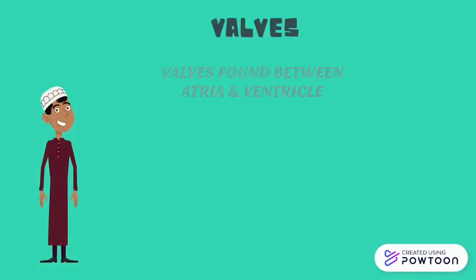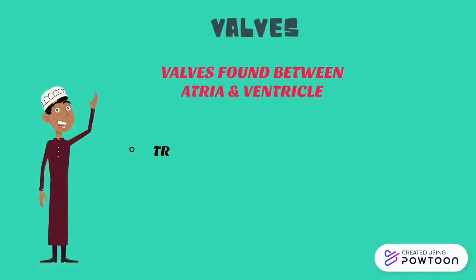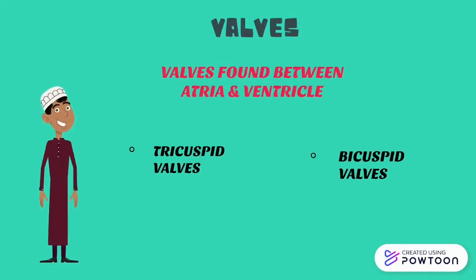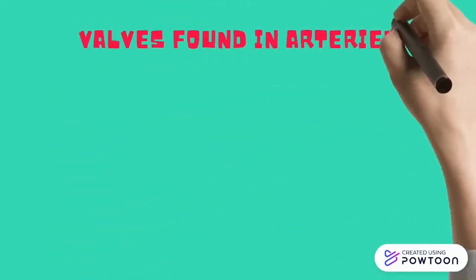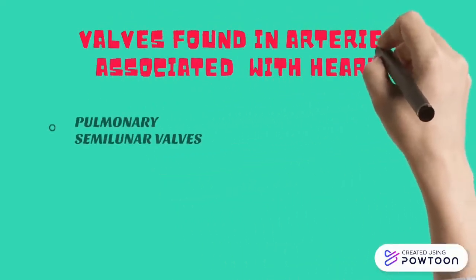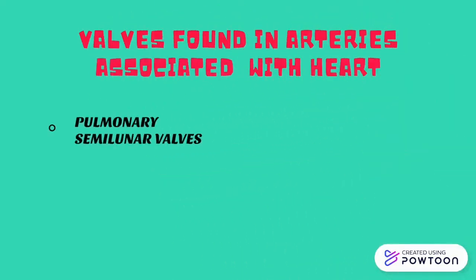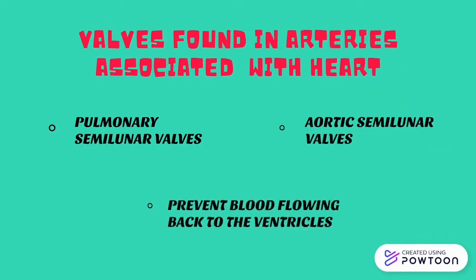Valves found between the atria and ventricle are the tricuspid valve and bicuspid valve. Their function is to prevent blood flowing back to the atrium. Next are the valves found in the arteries associated with the heart, which are the pulmonary semilunar valve and aortic semilunar valve. Their function is to prevent blood flowing back to the ventricle.